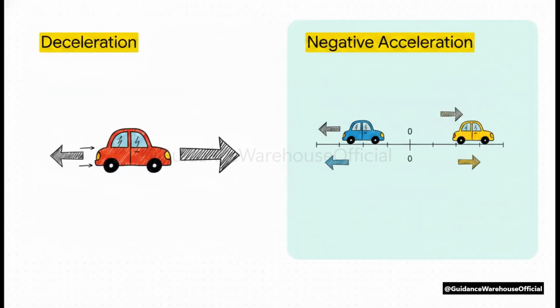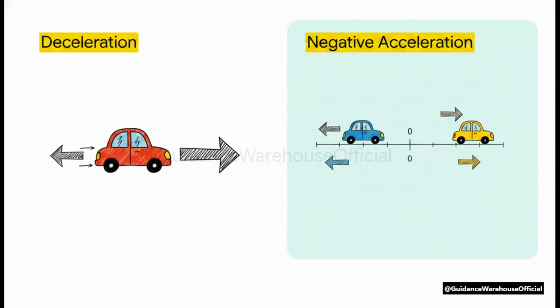Okay, so this is the absolute key difference you have to get. Deceleration and negative acceleration are not the same thing. They're not interchangeable. Think of it this way. Deceleration is what's actually happening to the object. It's physically slowing down. This only happens when the acceleration is fighting against the velocity. They're pointing in opposite directions.